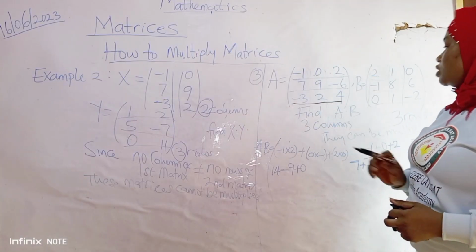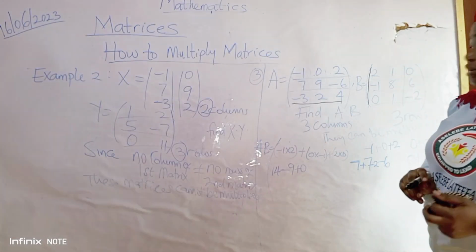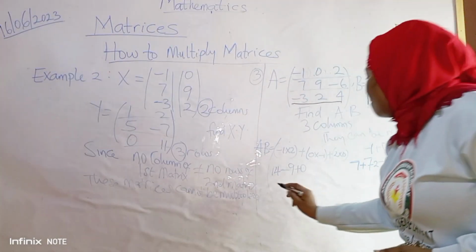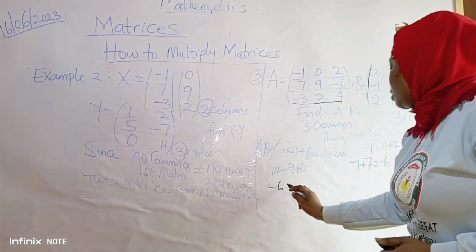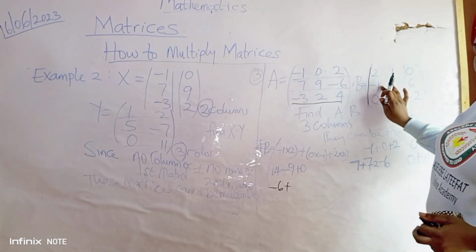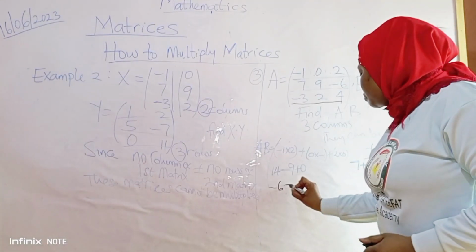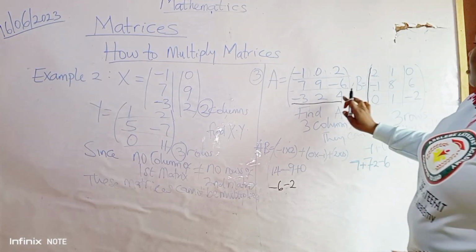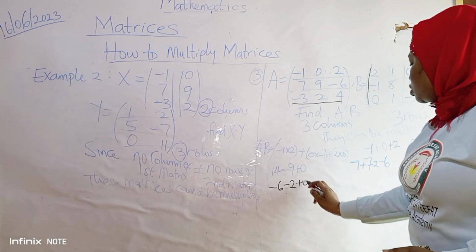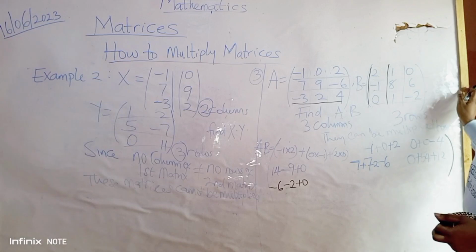Third row of the first matrix. So we are multiplying it by the first column of the second matrix. So minus 3 multiplied by 2, that is minus 6. Minus 6 plus 2 multiplied by minus 1, minus 2. Minus 2 multiplied by plus, minus 2. 4 multiplied by 0, 0. So plus 0.